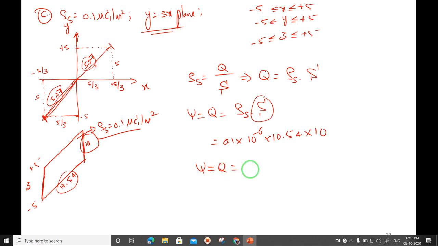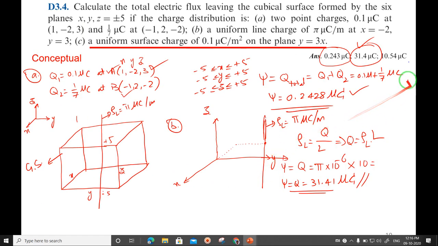So psi equal to Q, how much we will get? We will calculate. So 0.1 into 10.54 into 10. This 10 power minus 6, we will take it later. So we are getting 10.54. This 10 power minus 6 is nothing but microcoulombs. Right, this is the total amount of flux leaving the closed surface, or this is the total amount of charge enclosed in that closed cubical surface, right? So 10.54 microcoulombs. You can observe the answer here.